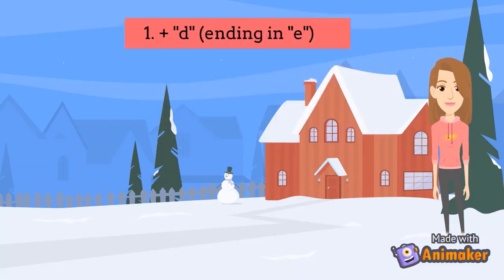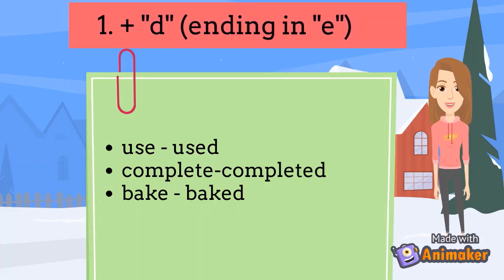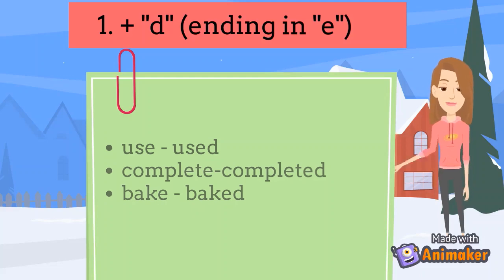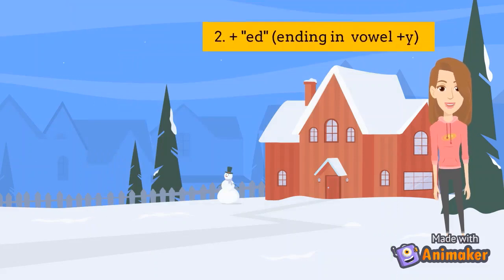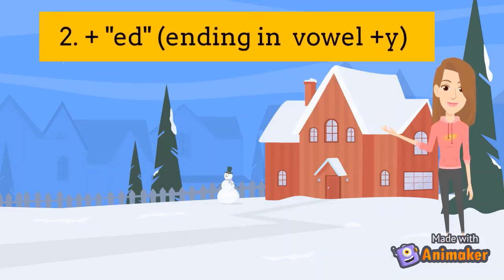Rule number 1, plus D for words ending in E. Okay, let's look at the word use. The last letter of this word is E. So if you want to change it into past tense, you have to plus D. So it becomes used. Complete becomes completed. Bake becomes baked. Next, plus ED for words ending in vowel and Y.